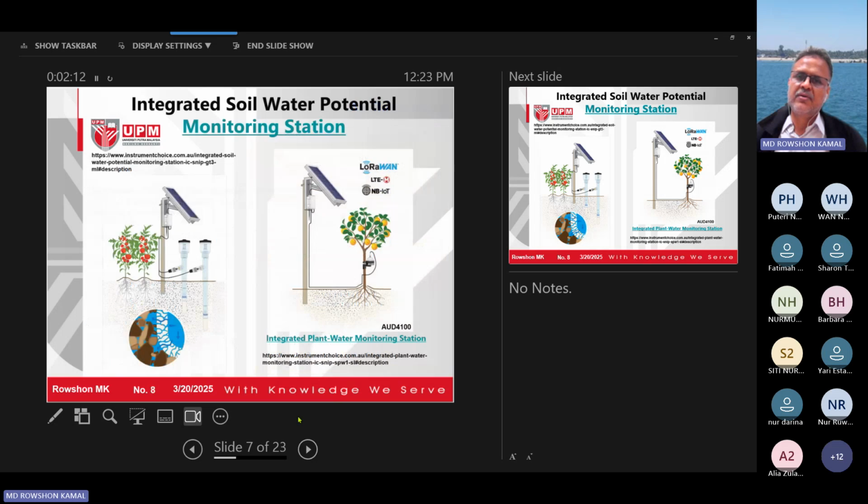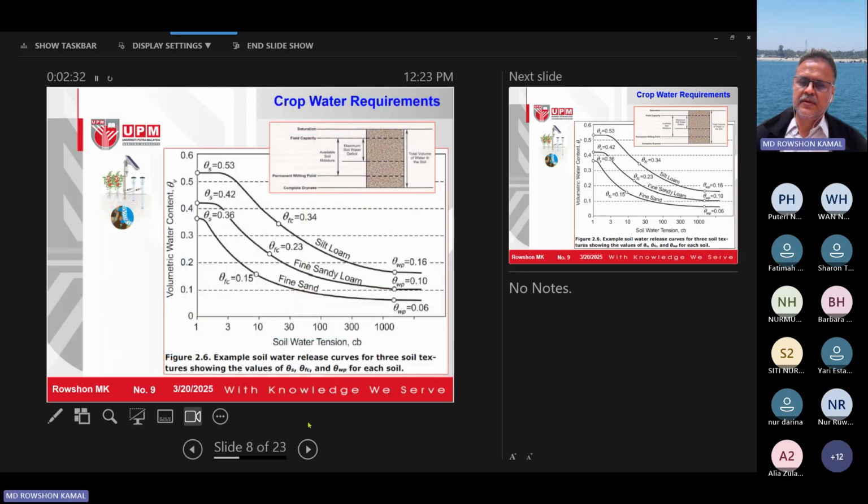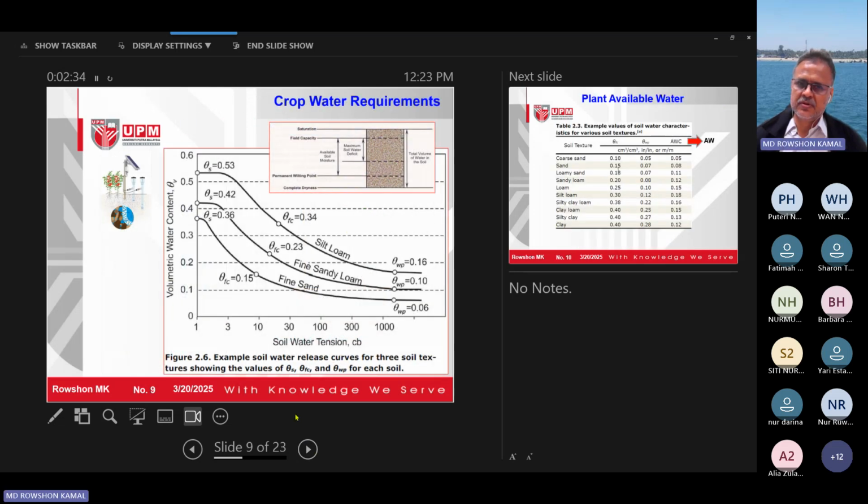Now those things you can determine with this sensor. You can put in solar energy because it needs some energy, and then you can continue and take the reading. Every second, every minute, every hour, you can get the reading, like with IoT or whatever you use.